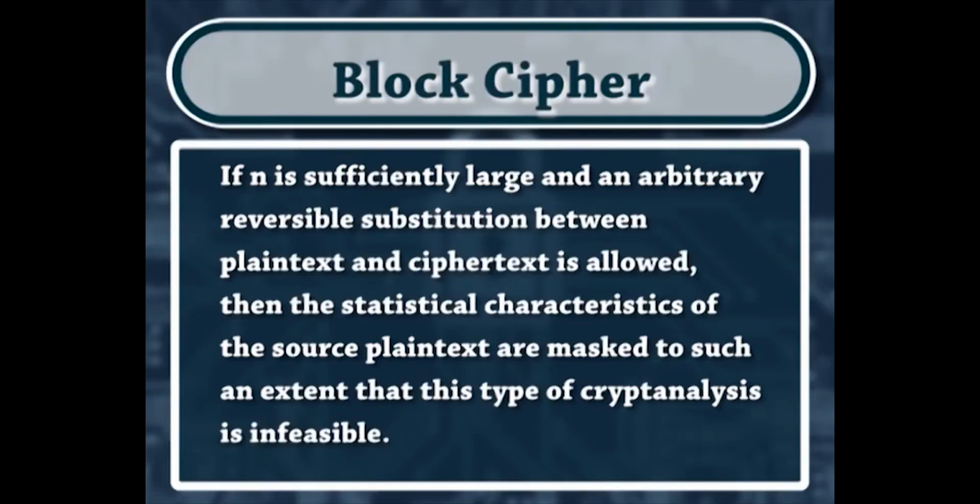This weakness is not inherent in the use of a substitution cipher, but rather results from the use of a small block size. If n is sufficiently large, an arbitrary reversible substitution between plaintext and ciphertext is allowed. Then the statistical characteristics of the source plaintext are masked to such an extent that this type of cryptanalysis is infeasible.